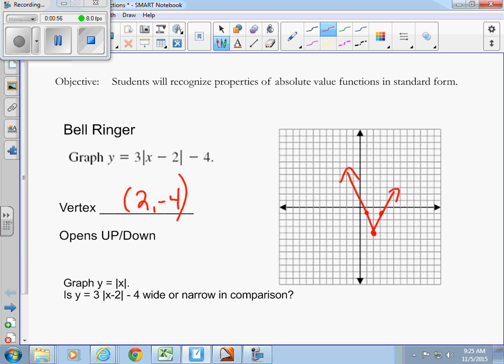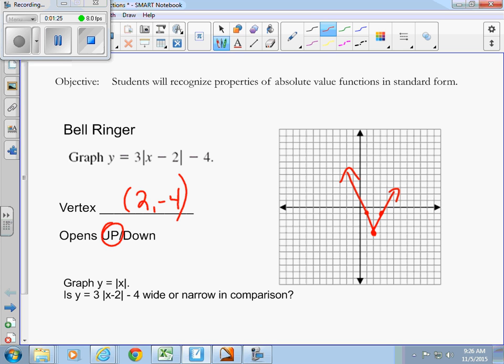Which way does it open? The 3 is positive. It opens up. Sound familiar? Okay, then I asked you to graph this, just the absolute value of x by itself, just to compare the two. Is it wider or narrower in comparison? It's wider. So the 3 evidently makes it skinnier.